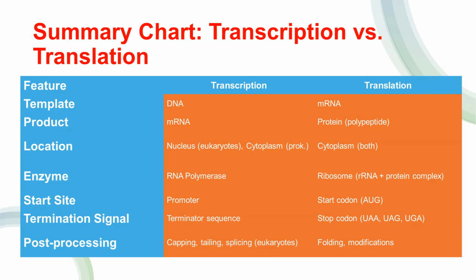Summary chart, transcription versus translation. Feature: transcription, translation. Template: DNA, mRNA. Product: mRNA, protein or polypeptide. Location: nucleus in eukaryotes and cytoplasm in prokaryotes; cytoplasm in both. Enzyme: RNA polymerase; ribosome, rRNA plus protein complex. Start site: promoter; start codon AUG. Termination signal: terminator sequence; stop codon UAA, UAG, UGA. Post-processing: capping, tailing, splicing in eukaryotes; folding and modifications.